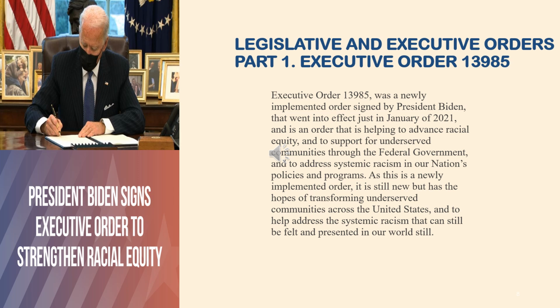This is a newly implemented order. It is still new, but it has the hopes of transforming underserved communities across the United States and to help address the systemic racism that can still be felt and presented in our world today through the means of public transportation, through the means of public accommodations, through federal grants, through Federal Reserve, through many different forms of government and programs and orders that are still going against some races here and there through the 21st century.